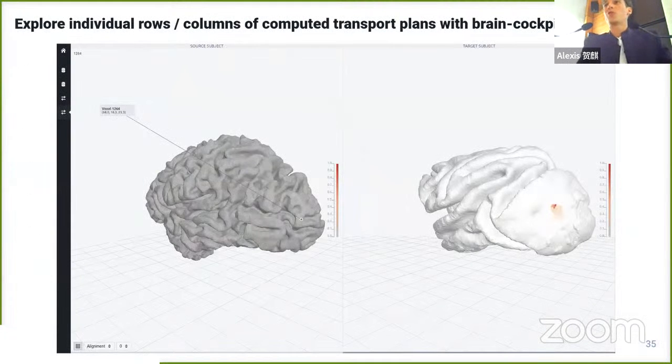At this stage, I want to show you what these matrices are. Like, what is an optimal transport plan?